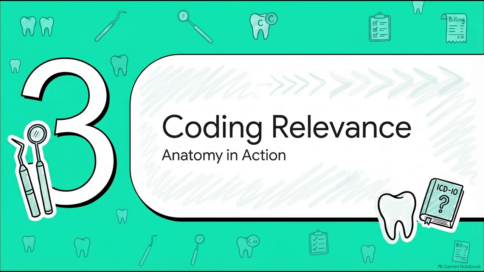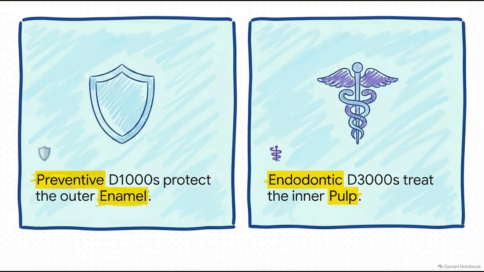All right, Section 3, Coding and Clinical Relevance. Let's see this anatomy in action. So, why does all this matter? Well, this is where the magic happens for us as coders, because anatomical depth literally dictates your coding decisions.